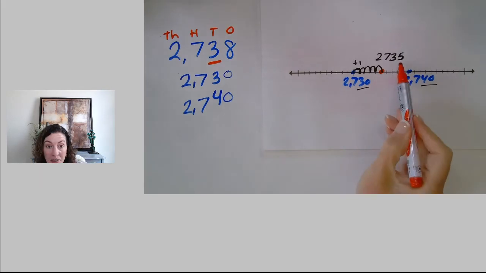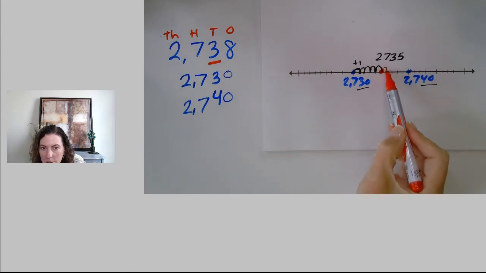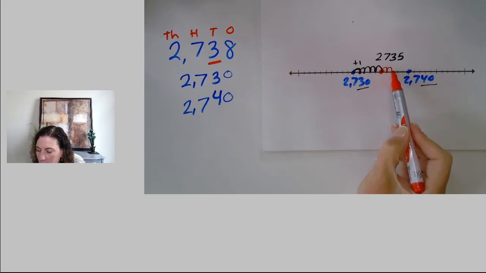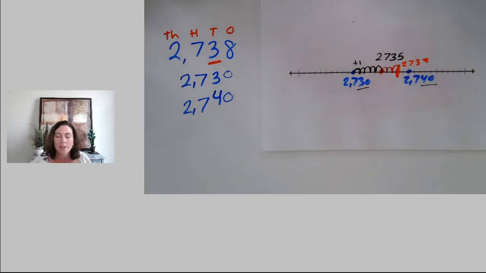Well, I think it's bigger than 35, right? 38 is bigger than 35. So let's keep counting. 2,736, 2,737, 2,738. So there is my 2,738. It's right here.